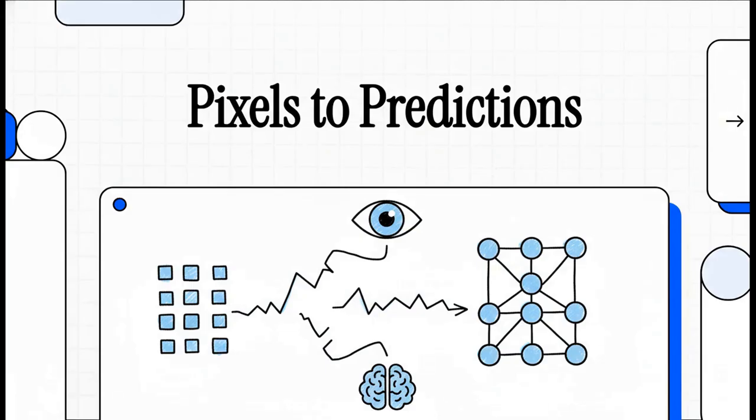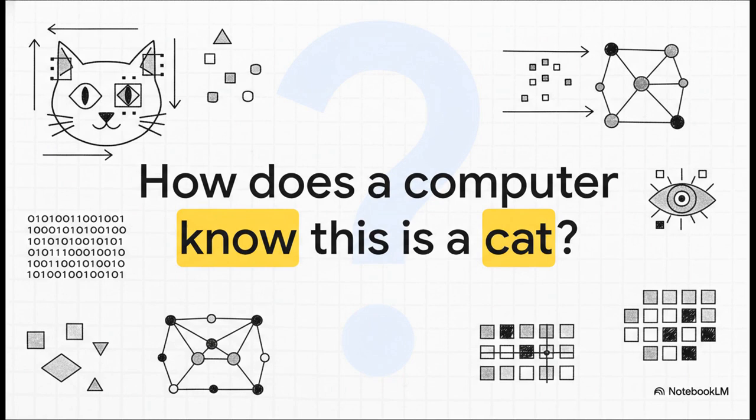Hello and welcome. Today we're going to tackle a question that seems almost magical, but is at the heart of so much of our modern technology. I mean, really think about it. How? We look at this picture and we just know. But a computer doesn't have eyes, it doesn't have a brain like ours, so how can it possibly identify this image with such amazing accuracy?